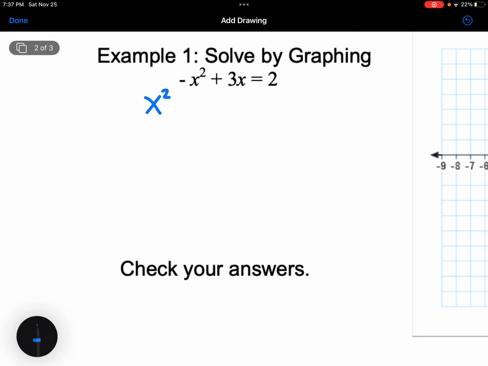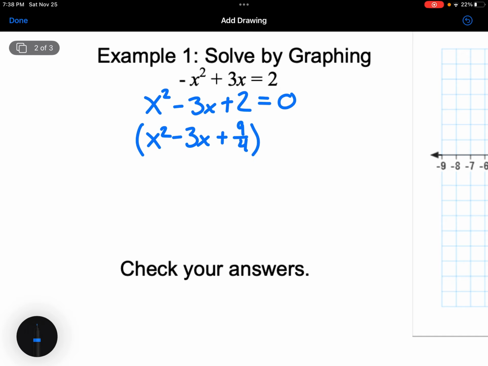So we're going to get x squared minus 3x plus 2 equals 0. So we've rearranged the equation and then just made it look a little nicer. We would then complete the square. So we're going to have x squared minus 3x, plus half of 3x is going to give me 3 over 2. 3 over 2 squared is 9 over 4, plus 2 minus 9 over 4.